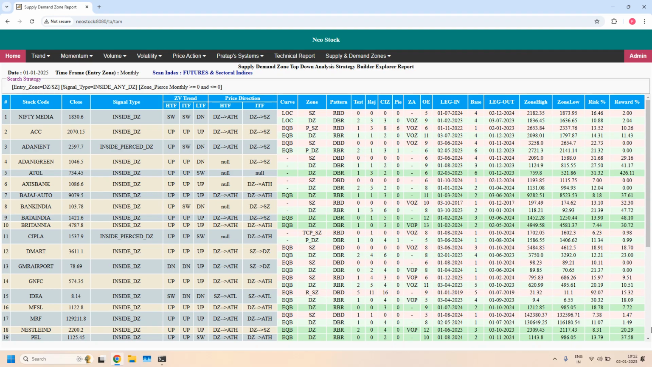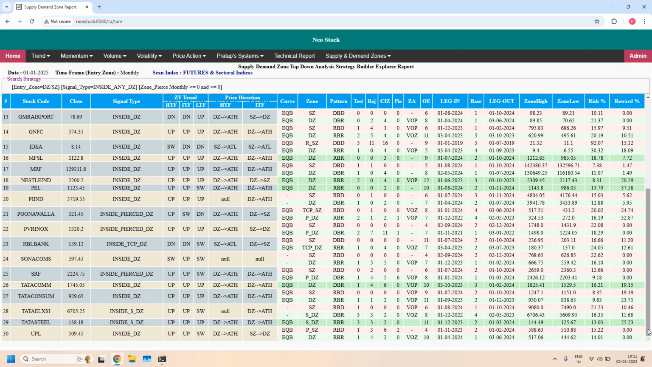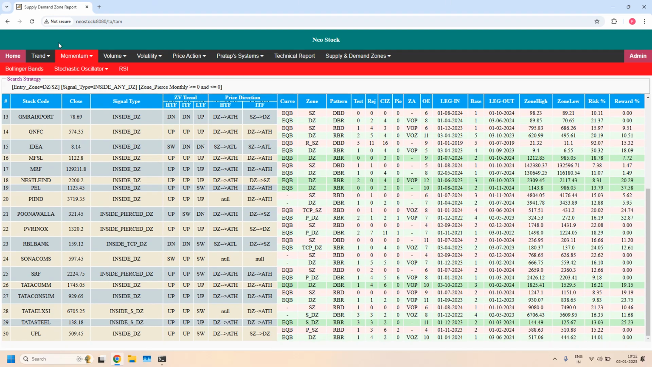So first 19 stocks in this list where price closed inside the monthly demand zone. I am scrolling the list down. So 30 stocks are filtered where price closed inside the monthly demand zone. And these 30 stocks we can further filter by adding the high probability parameter monthly EMA Confluence.